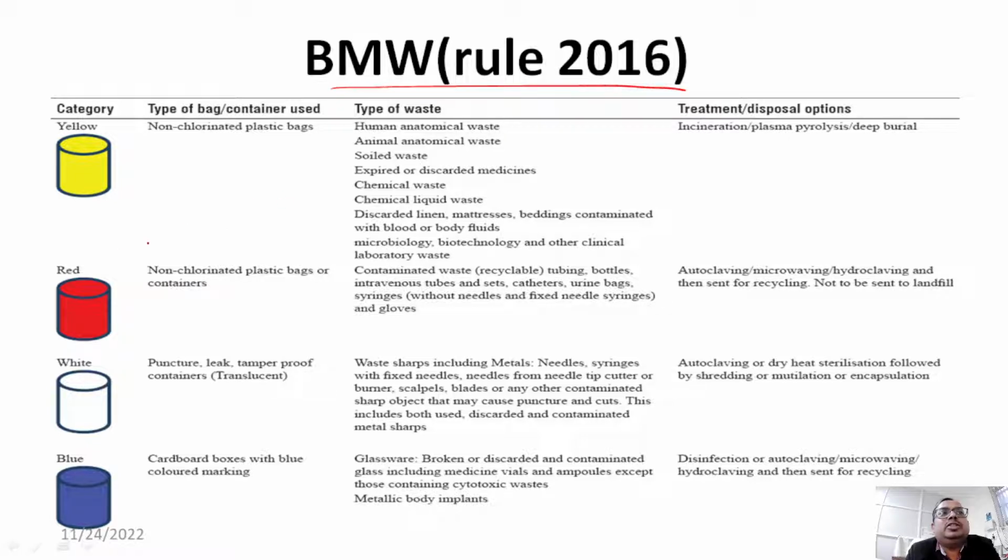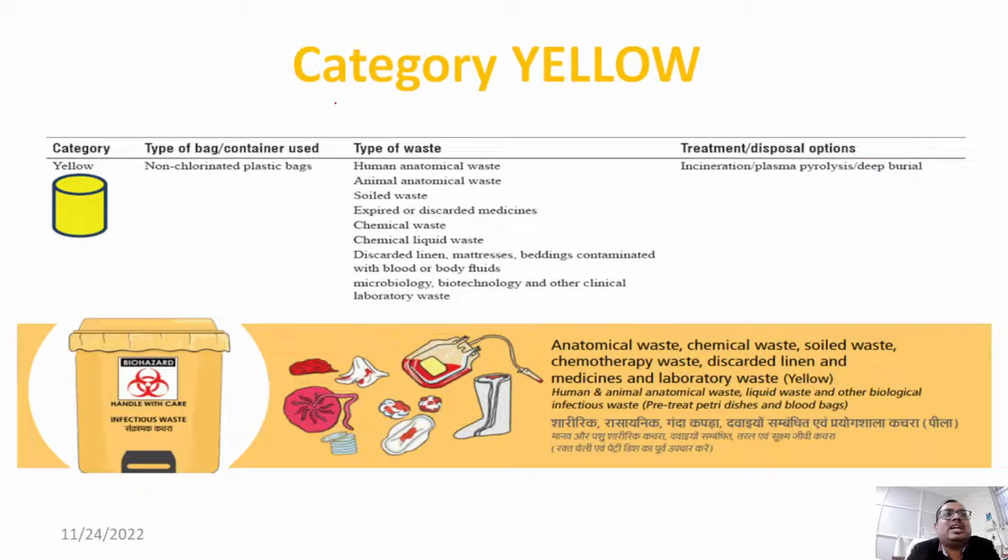According to this rule, as I have already told, biomedical waste was categorized in different color codes including yellow, red, white, as well as blue. Based on these color codes, they have different treatment options. So let's see the different biomedical waste categories in detail. First, let's start with yellow color.